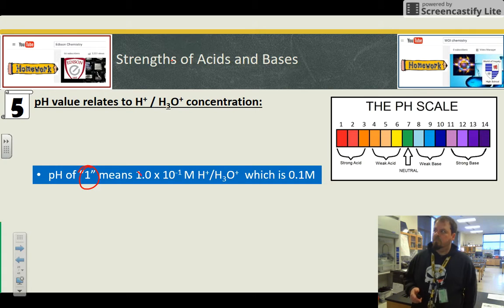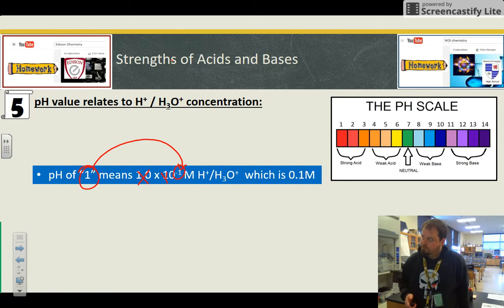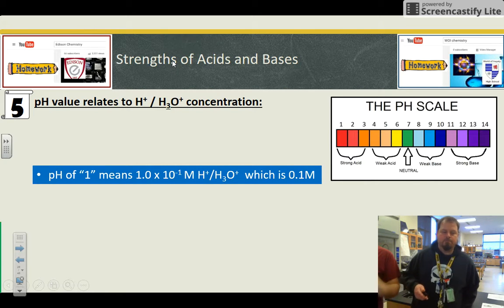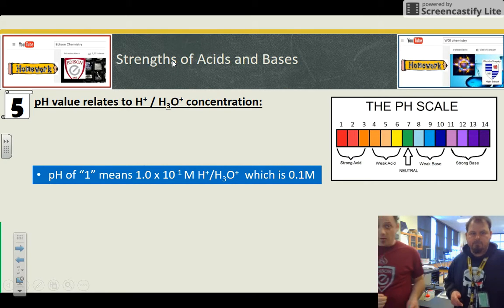That one doesn't mean that one. It means this negative one up top. So when you take 10 to the negative one, you move the decimal place one time and you get that 0.1 molar. You get smaller and smaller the bigger the number of pH gets.